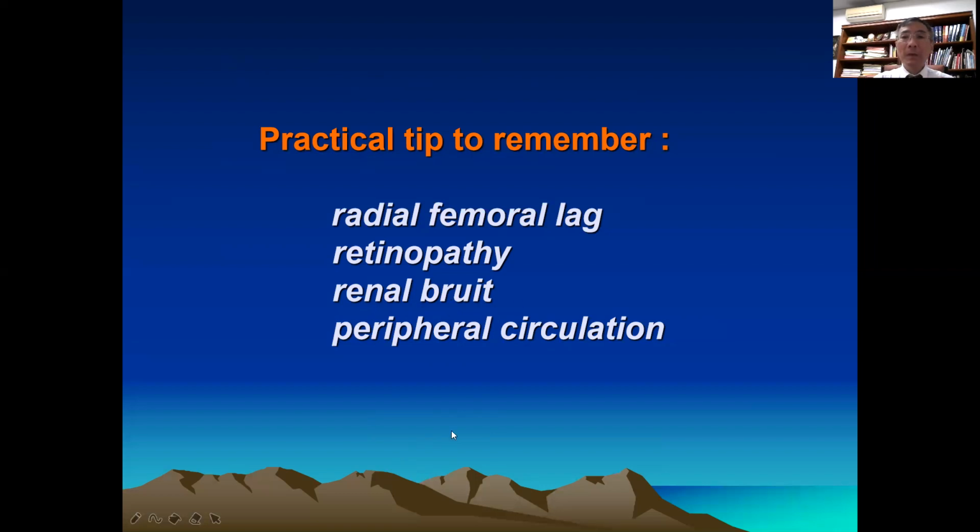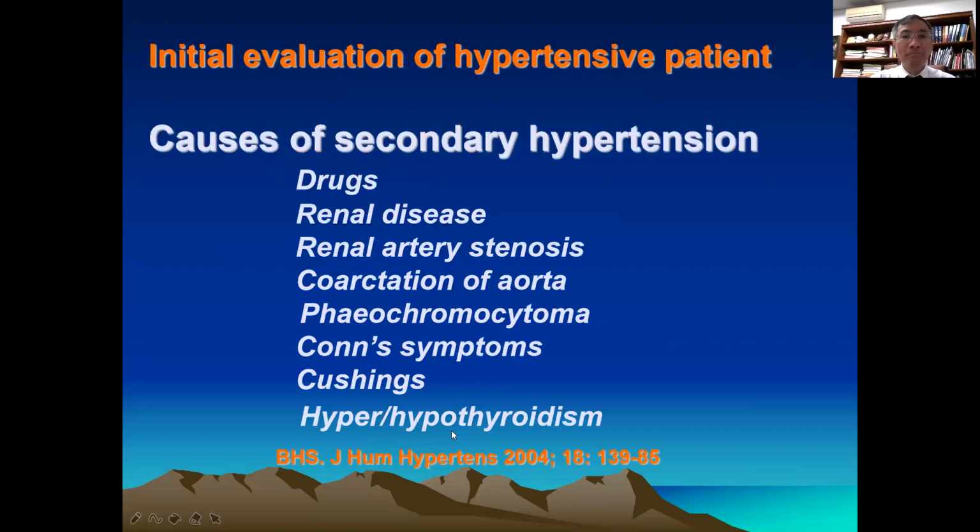And finally, remember the peripheral circulation. It is an indicator of whether the patient has other organ damage, because if the peripheral circulation is compromised, then the cardiac system, the neurological system would perhaps also have circulatory abnormalities. If the peripheral circulation is compromised, perhaps the patient has diabetes.